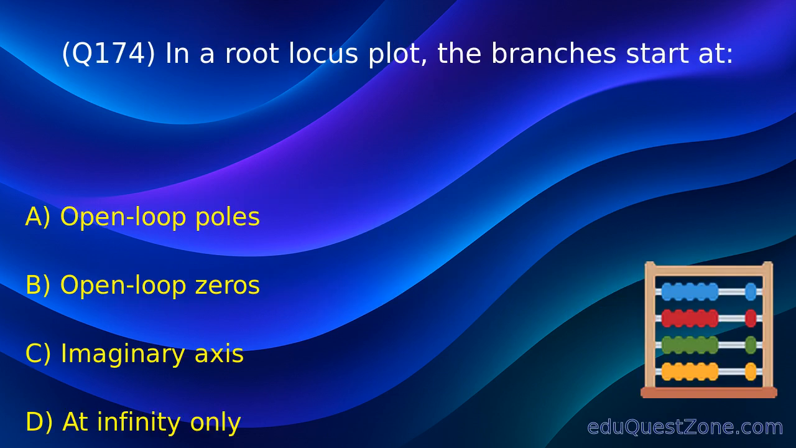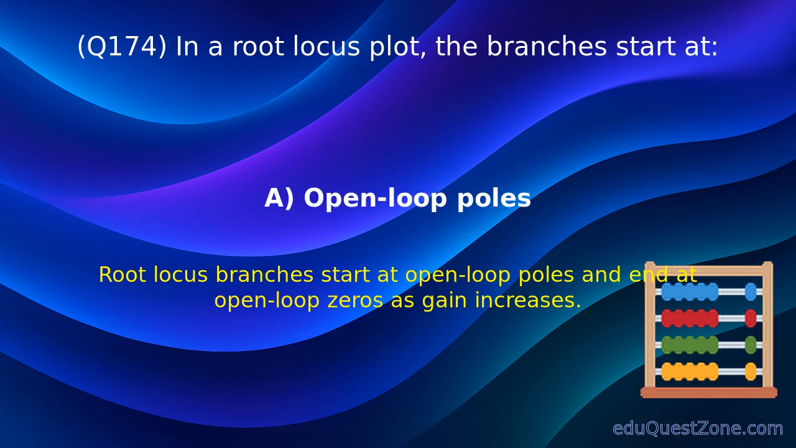Question 174. In a root locus plot, the branches start at? Option A, open loop poles. Root locus starts from open loop poles and ends at open loop zeros.